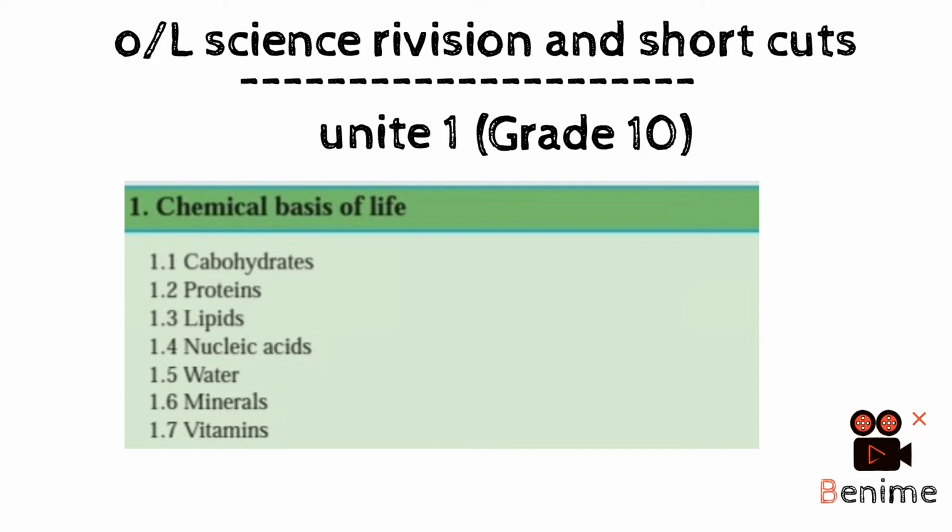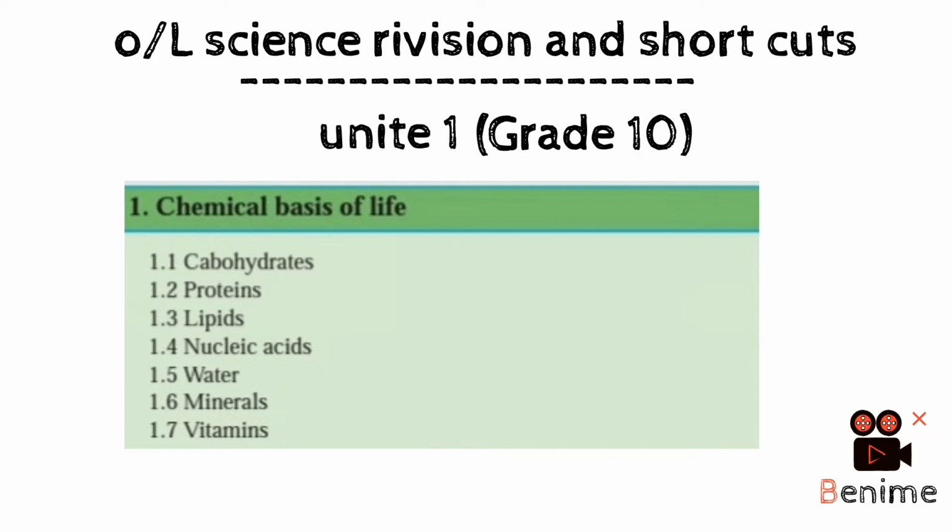To get the idea in your mind, you can use this short form: Newlycarbpro. Newlycarbpro. New means nucleic acids, car means carbohydrates, li means lipids, pro means proteins. If you keep it in your mind like this, you can remember properly.